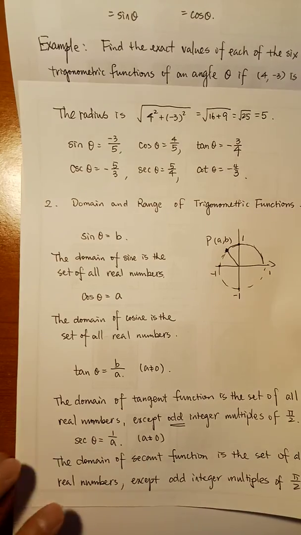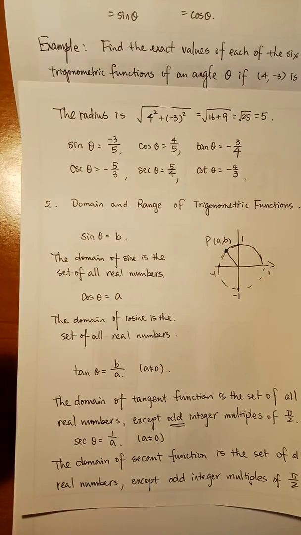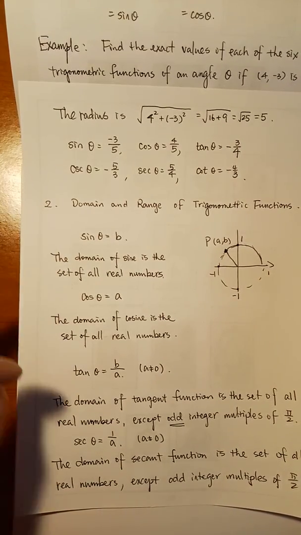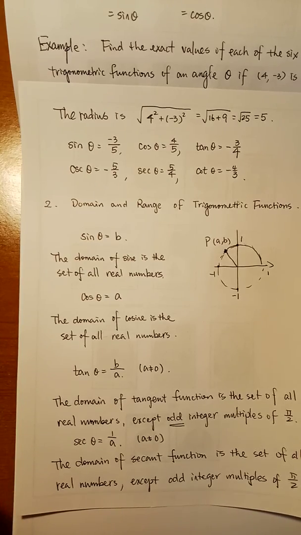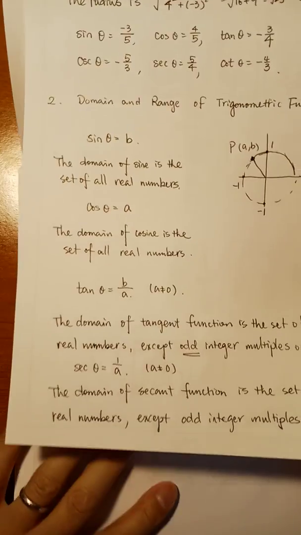Okay? So this is sine and cosine. Sine and cosine, no restriction, all real numbers. Tangent and secant, odd multiples of pi over 2 are not allowed.